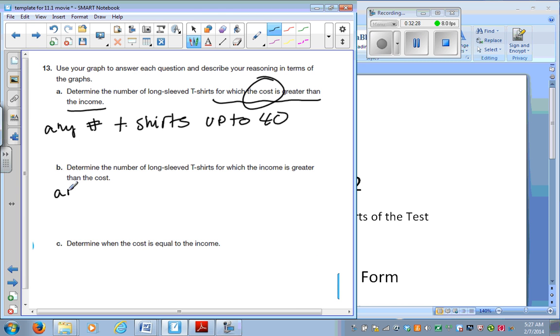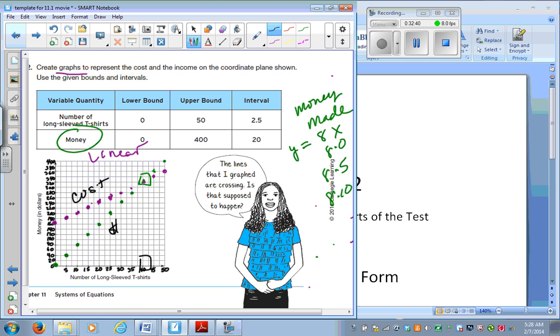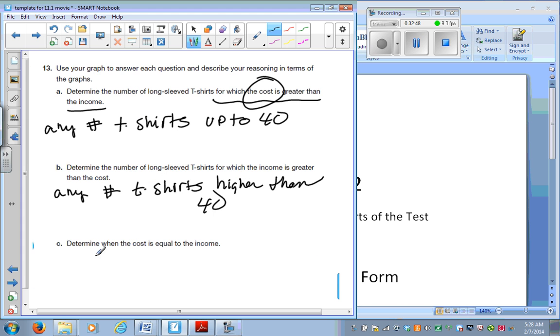So any number of t-shirts higher than 40. Notice it's not exactly 40, because at exactly 40, the amount of money that you make is not higher than the cost. Okay?